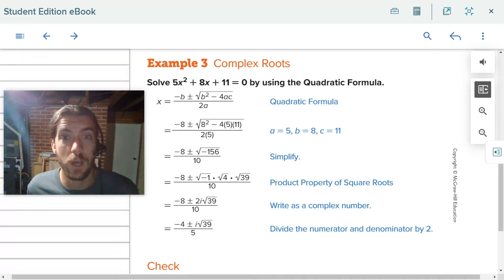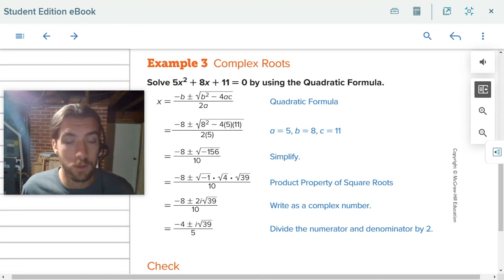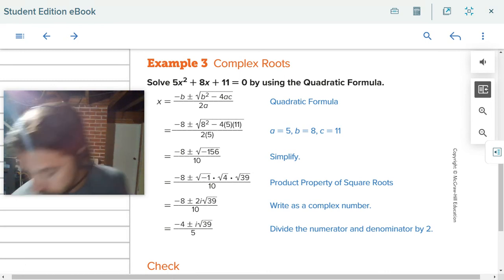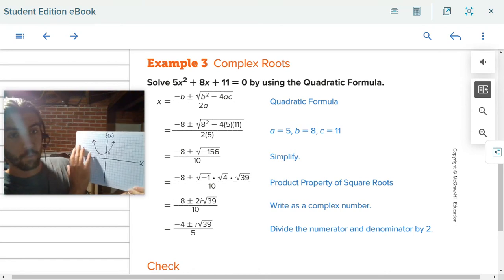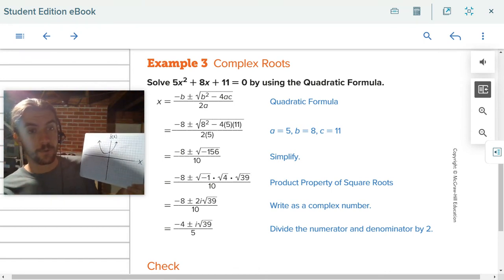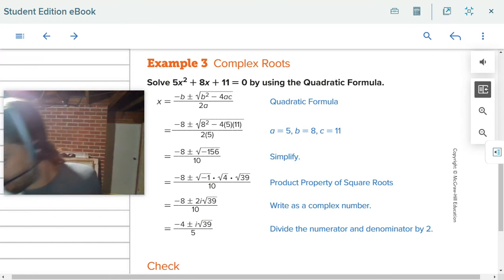We end up with a complex number as our solution. We have -4 plus i square root of 39 and -4 minus i square root of 39, all divided by 5. So those would not be things that I could plot on my real number plane, but if I wanted to create a graph that dealt with complex numbers, I might be able to put it on there. We are not going to do that at this time.